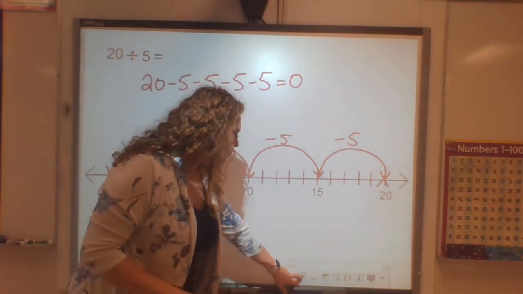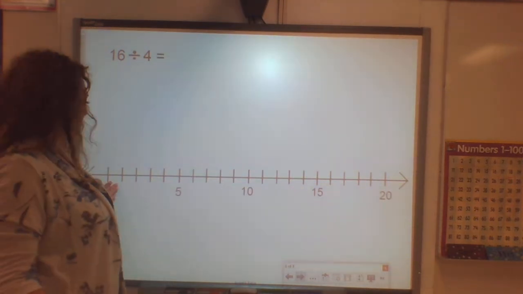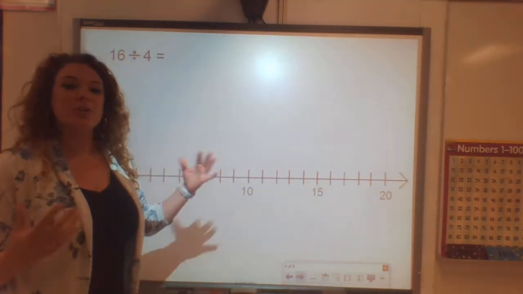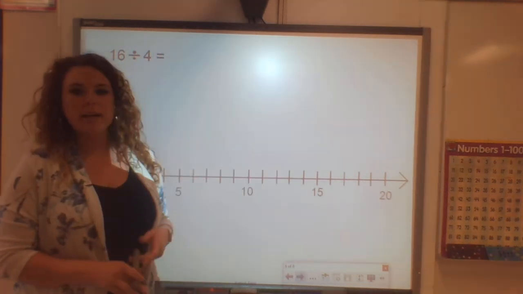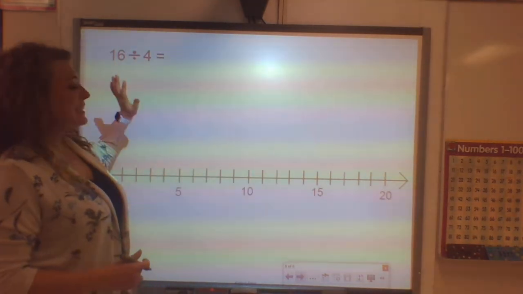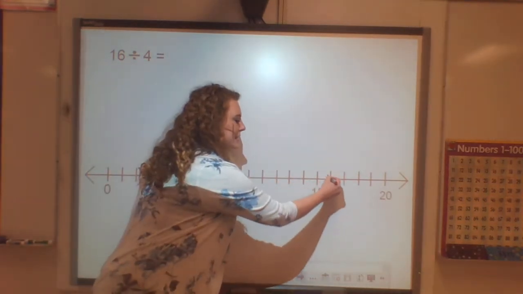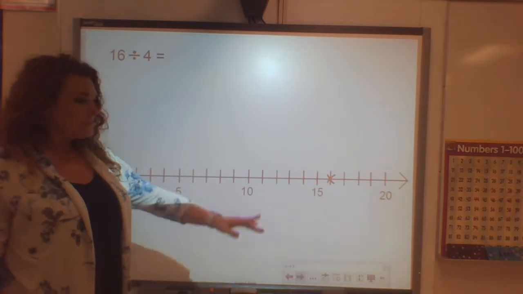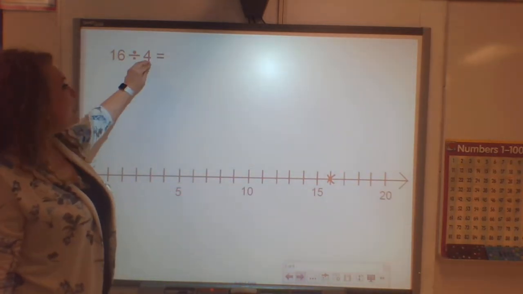Now, let's do one more really quickly here. This one is 16 divided by 4. And look, we don't even have the numbers on there. So the last one was easy because it's by 5s. So I need to just use what I know about the number line. 16 is 1 more than 15. So I know that 16 is going to go right here. Now I want to subtract 4 because that's the number I have. So I'm going to do equal groups of 4.